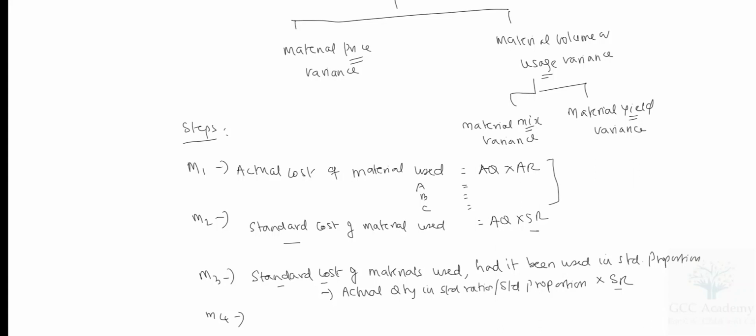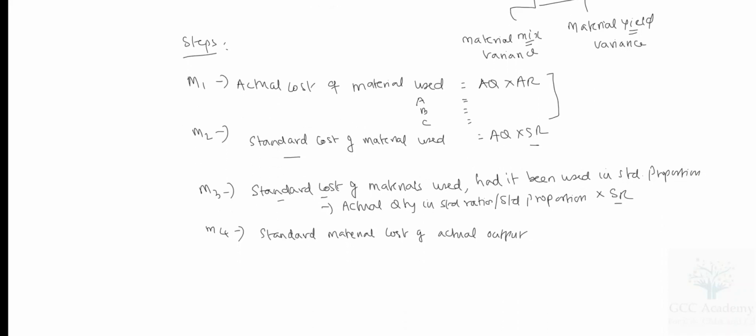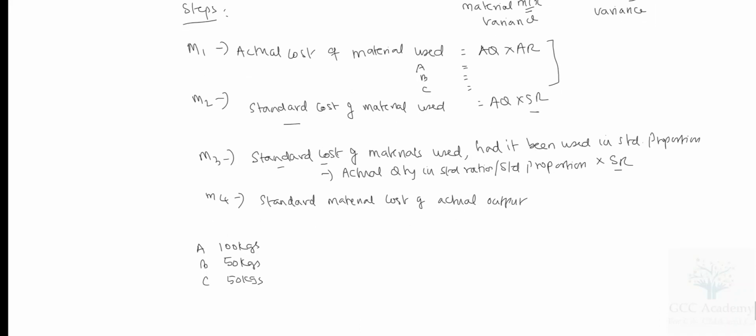Okay, then coming to M4, standard material cost of actual output. That is, output is different, input is different. Kindly understand that. You use 3 materials A, B, C. Use 100 kgs of raw material A, 50 kgs of raw material B and 50 kgs of raw material C. So you use 200 kgs of input.